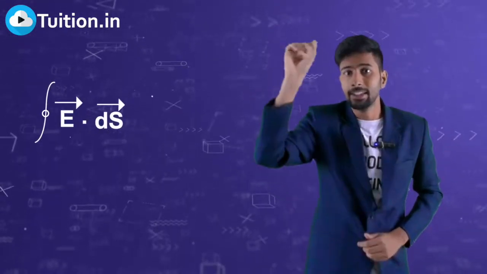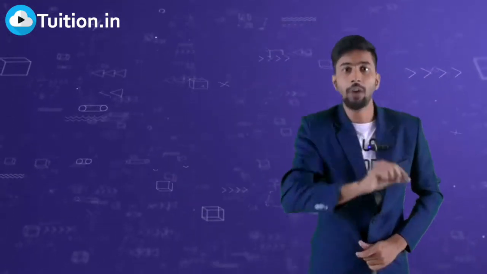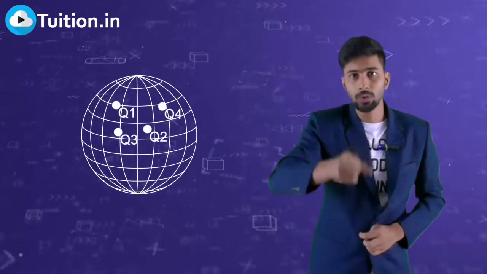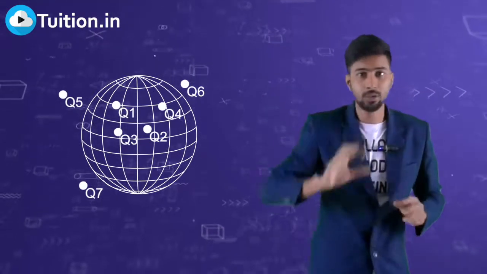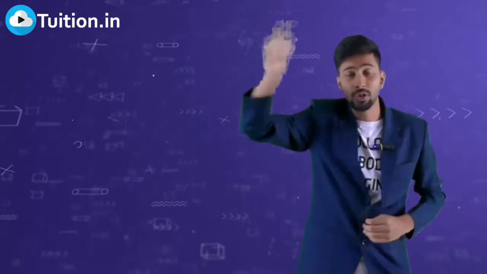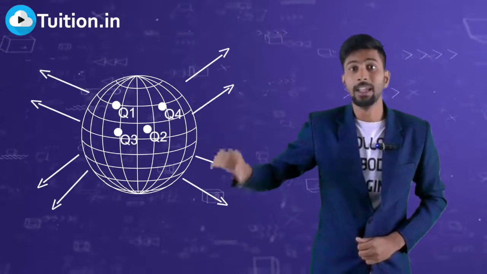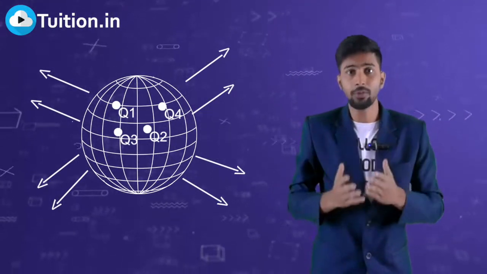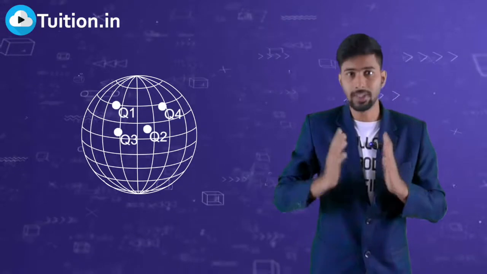But the LHS of this formula, integral E dot dS, the electric field on the surface of this Gaussian surface, that electric field is due to all these charges. Remember this: the electric field is due to Q1, Q2, Q3, Q4, and also Q5, Q6, Q7, like all the charges which are there, whether inside or outside. The electric field is due to all of them, but the flux that you see is only due to the charges which are present inside. So, this is a trick and this is something that you have to be very thorough with, and you have to remember this as far as Gauss's law is concerned.